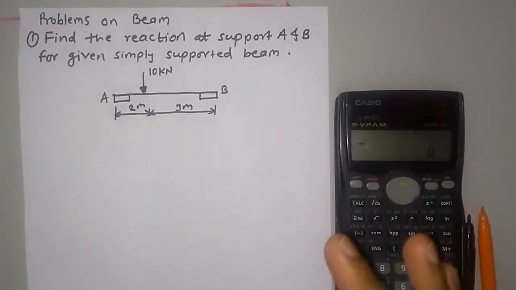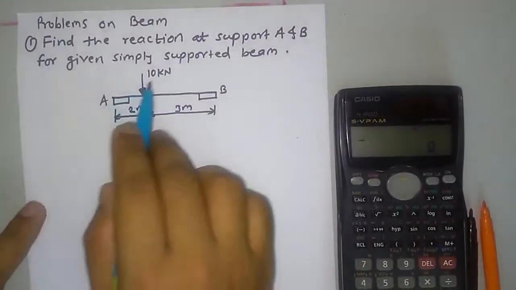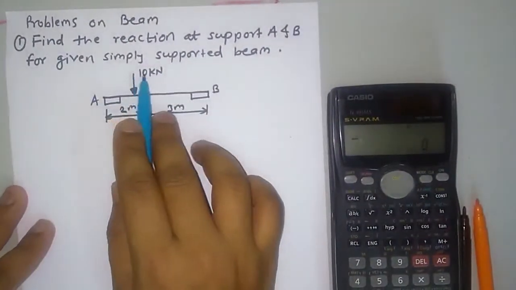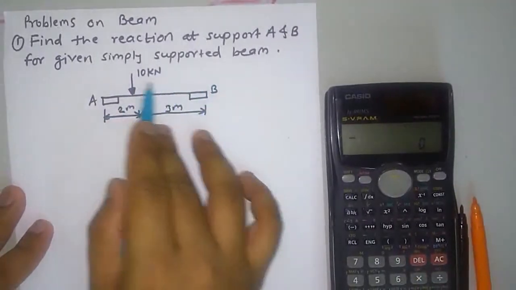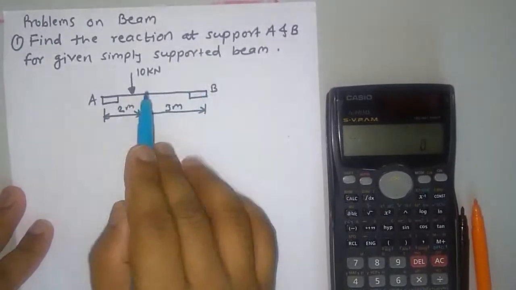Now we will solve the problem related to the beam. Now the first problem, find the reaction at support A and B for a given simply supported beam. So this is the figure given. Okay, so this is the beam AB which is simply supported.